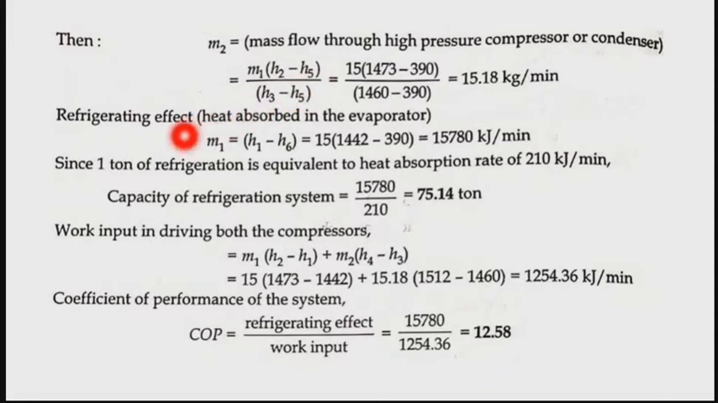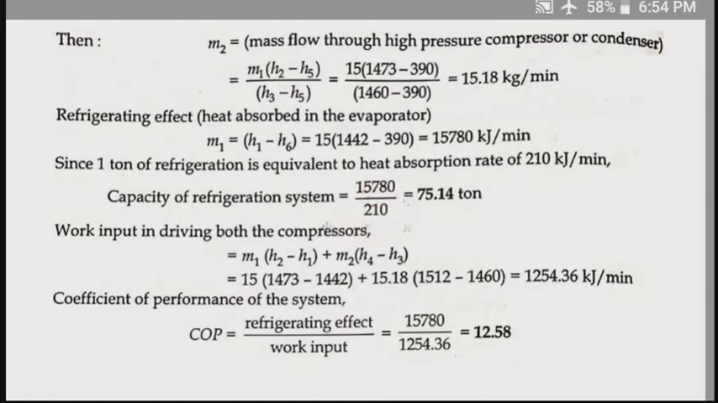Okay, right. Now you know that the refrigerating effect is M1 into H1 minus H6. So you will get 15 into 1442 minus 390, which are the values of H1 and H6, and you will get 15,780 kilojoule per minute. That is the refrigerating effect. Now here you will get the capacity of the refrigeration system. For 1 ton of refrigeration, it is around 210 kilojoule per minute. So remember, 1 ton of refrigeration.